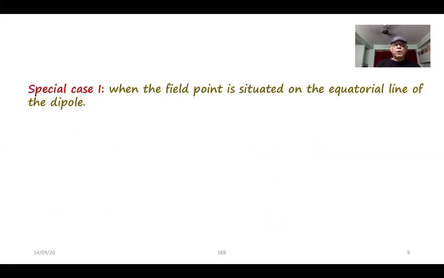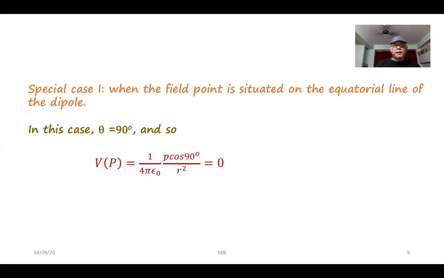Special case 1, when the field point is situated on the equatorial line of the dipole. In this case, theta equal to 90 degree, and so potential at P for theta equal to 90 degree is ultimately equal to 0, because cos theta will be replaced with cos 90, which is equal to 0.